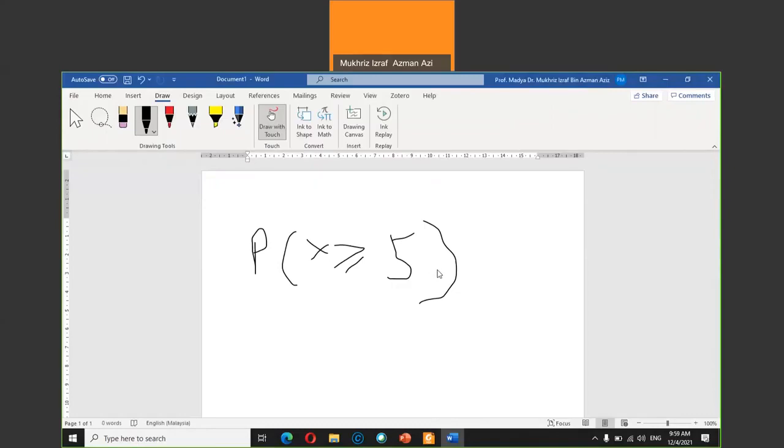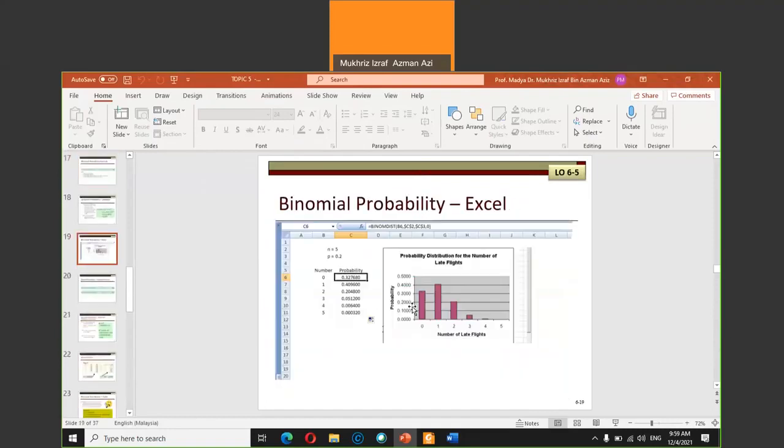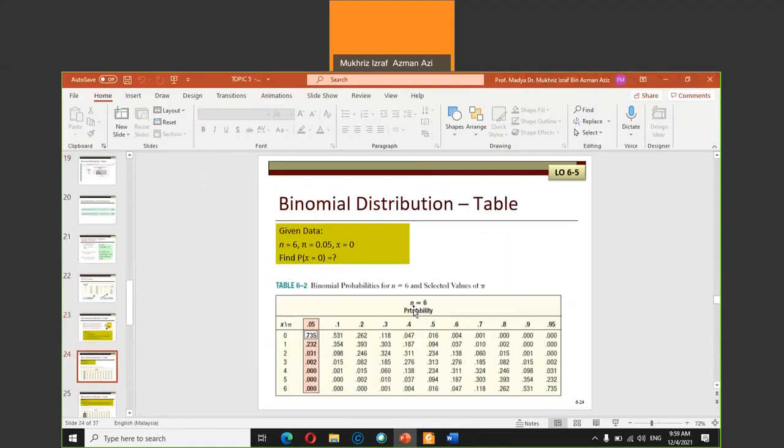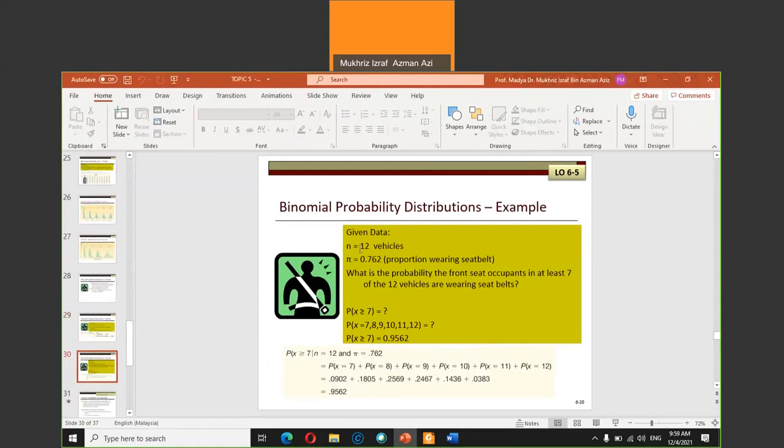In binomial, let's say if n is equal to 10, then if you want more than or equal to 5, it will be 5 plus 6 plus 7 plus 8 plus 9 plus 10. If you recall from the exercise that we did last week, in this example here, n is equal to 12, and if you want to calculate at least 7, then it will be 7 until 12 because your n is equal to 12. It cannot go more than 12 because n is fixed in number. So you can calculate this manually.